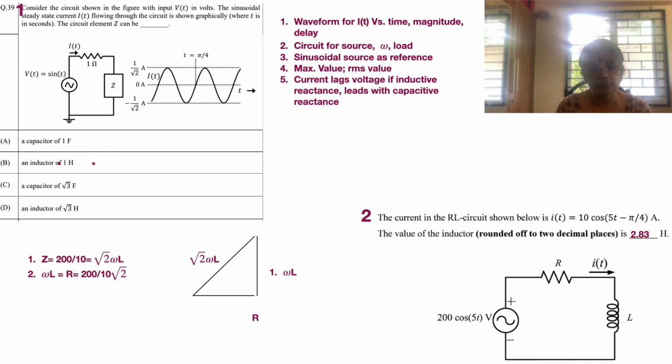Okay, so now we have the impedance already with us, because 200 by 10 is equal to Z. So omega L will be given by simply dividing it by root 2. Once you have that value, that gives you omega L. So simply divide by omega, which is equal to 5, and you get 2.83 Henry as the value of the inductance.